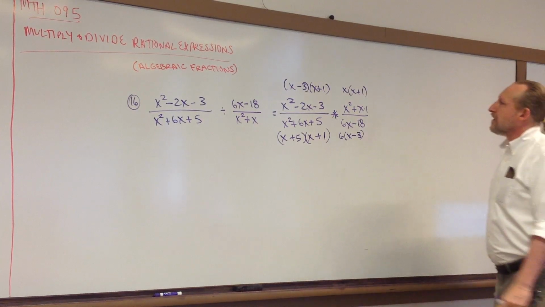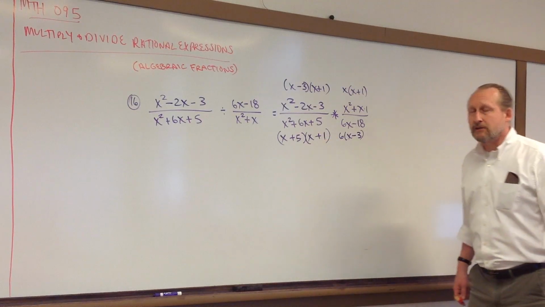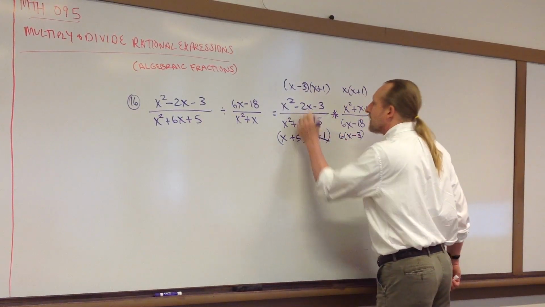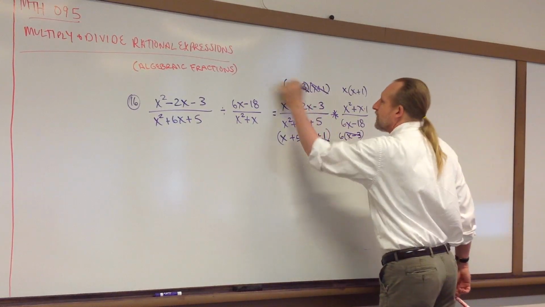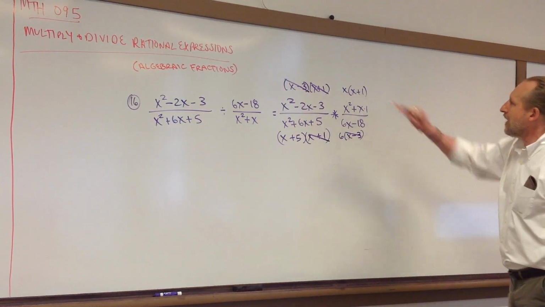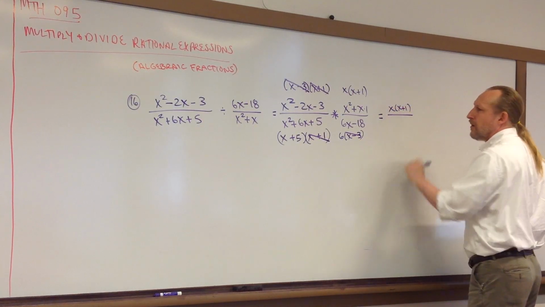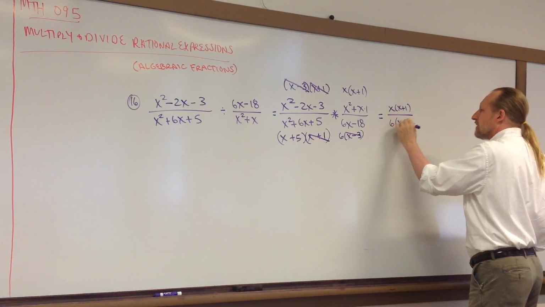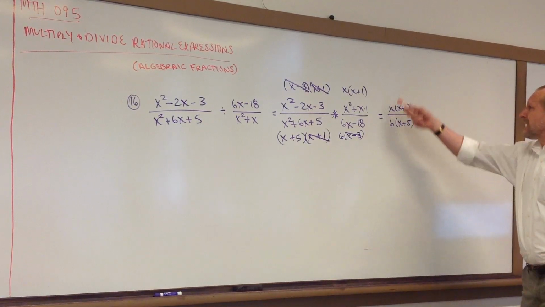All right, so again, you've got 2 of these x plus 1's, but only 1 down here. So only one of them is going to cancel out. And then the x minus 3's will cancel out. So on top, we're left with x times x plus 1 over 6 times x plus 5. And that's it in lowest terms. So you can leave it like this.